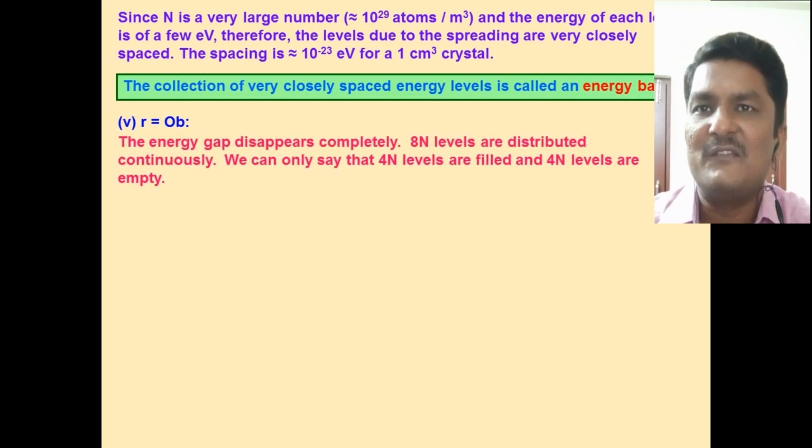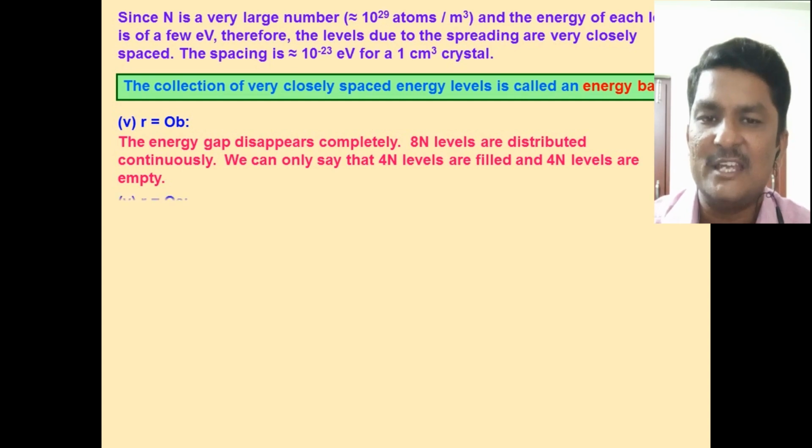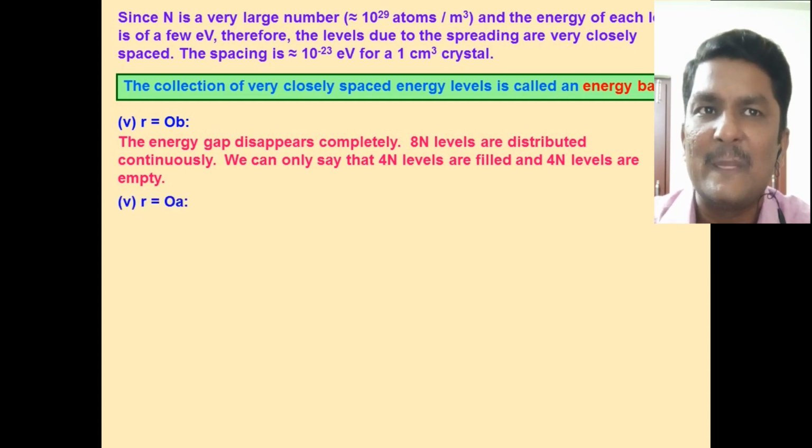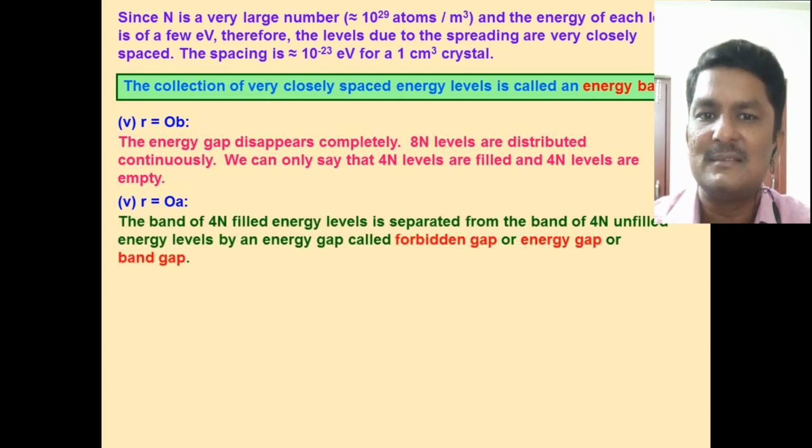Next case, when R equals OB, the energy gap completely disappears. So finally, there are 8n levels. They are distributed continuously. 4n levels are filled and 4n are empty.